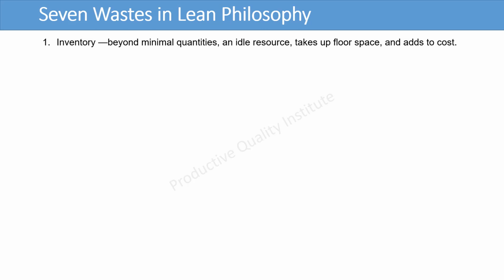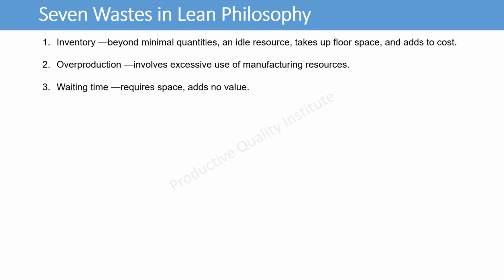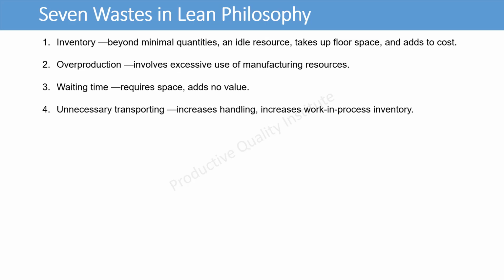1. Inventory. Any additional inventory beyond minimal quantities is an idle resource. It takes up floor space and adds to cost. 2. Overproduction. Overproduction involves excessive use of manufacturing resources. 3. Waiting time. Waiting time requires space and adds no value. 4. Unnecessary transporting. Unnecessary transporting increases handling and increases work in process inventory.